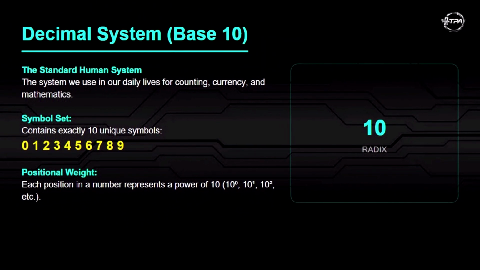Decimal system. Decimal system is the number system we use every day. We use it for counting money, mathematics, and measurements. It contains 10 symbols from 0 to 9. Each position in a number has a weight based on powers of 10. For example, ones place, tens place, hundreds place, and so on.